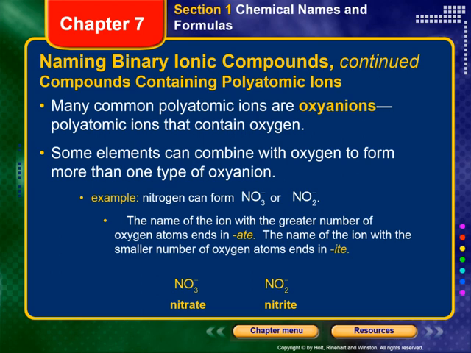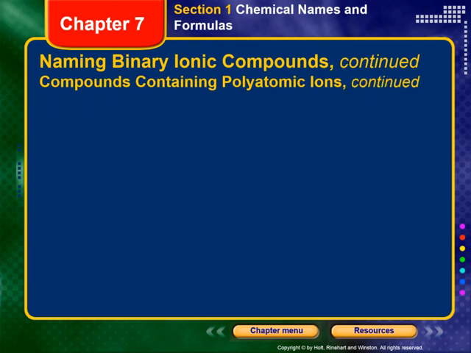It doesn't mean that any -ate ion has 3 oxygens and every -ite ion has 2 oxygens. No, it's a relative thing. Whichever has more is going to be called an -ate, so in this case nitrate.